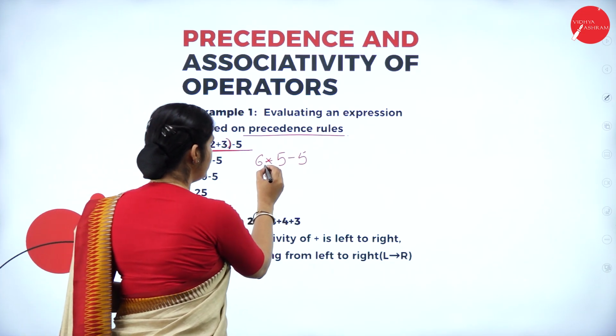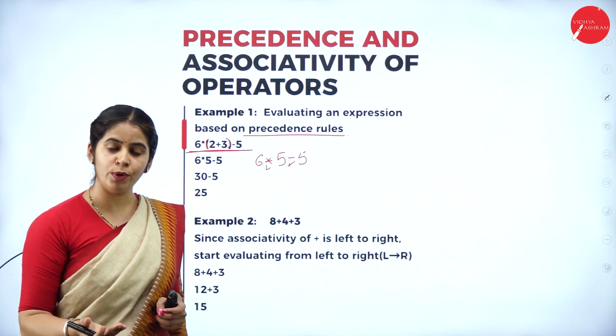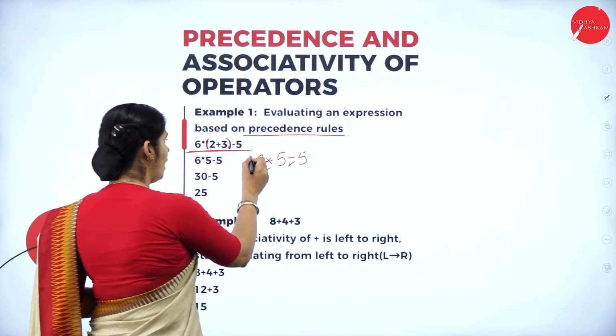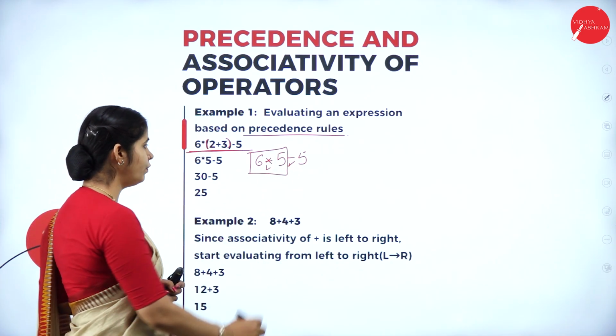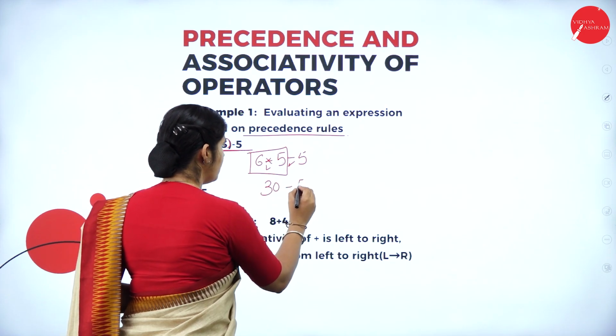Now here we have a star and here we have a minus. Which one is having highest priority? Multiplication, right? So what we have to do? We have to compute the evaluation for multiplication first. 6 into 5 is 30, and minus 5.